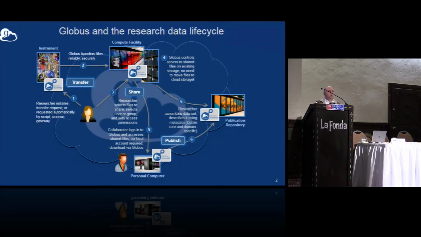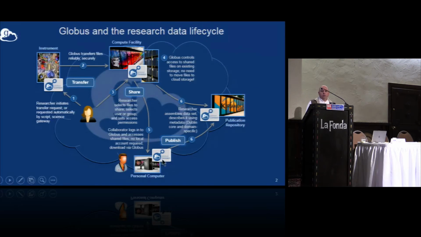Next step, of course, is publication. One of the things that is becoming more important with scientific publication and research publication is sharing your data. And so not only do you need to publish your paper, but you also need to make the data available somewhere. And Globus also helps with that in a service we call Globus Publication.